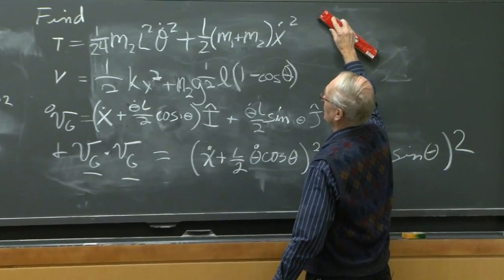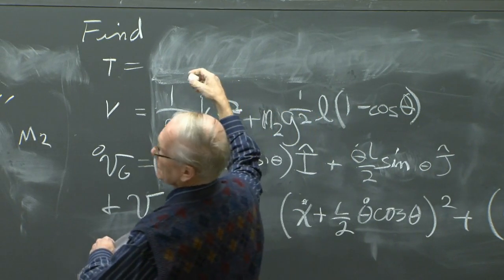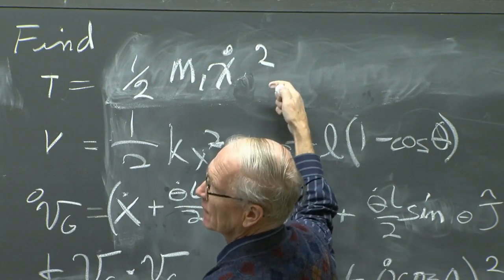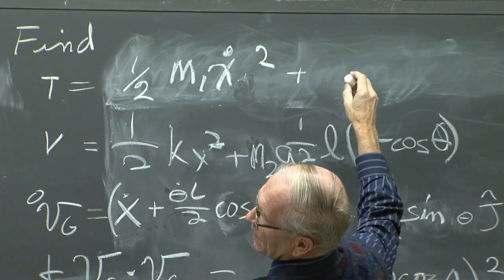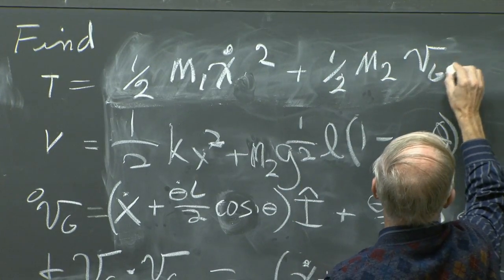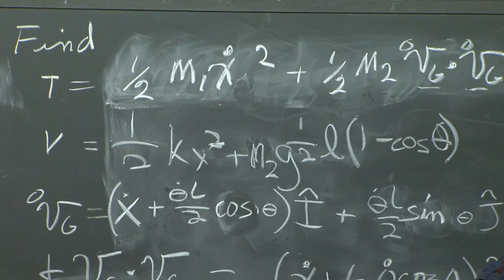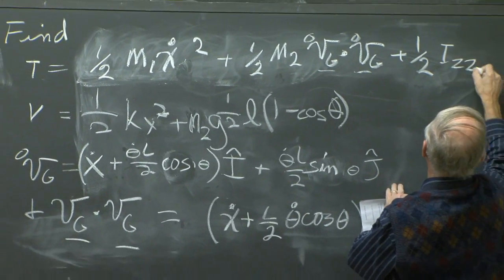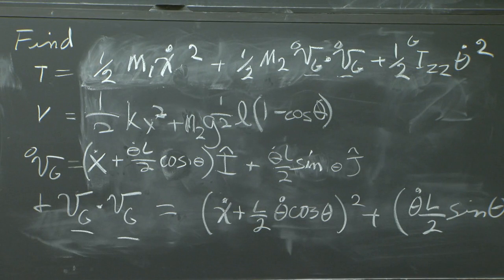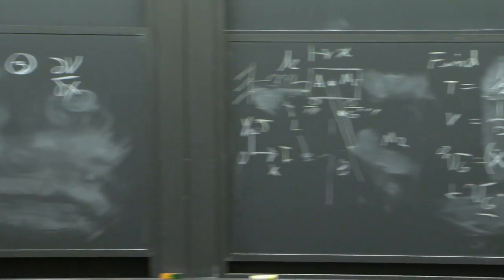I'm going to need to rearrange the board here a little bit. I'm going to need that board space. So our T is 1/2 m1 x dot squared, plus 1/2 m2 v_G dot v_G, plus the rotational term. Okay, and now I can cover this up. All right, the next task is to do our Lagrange equations work.